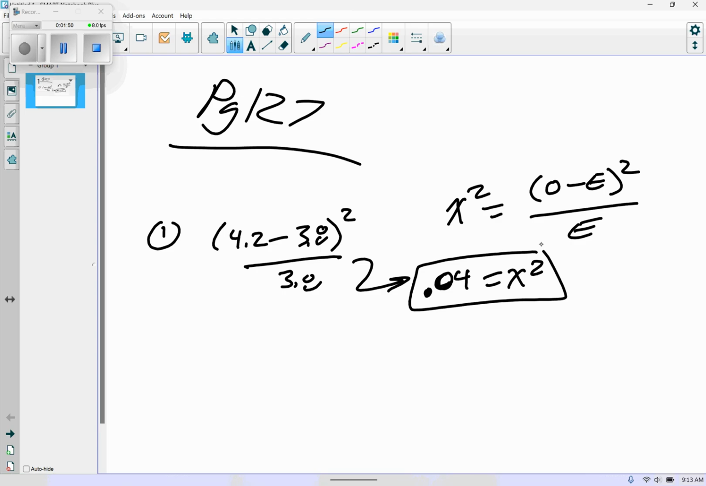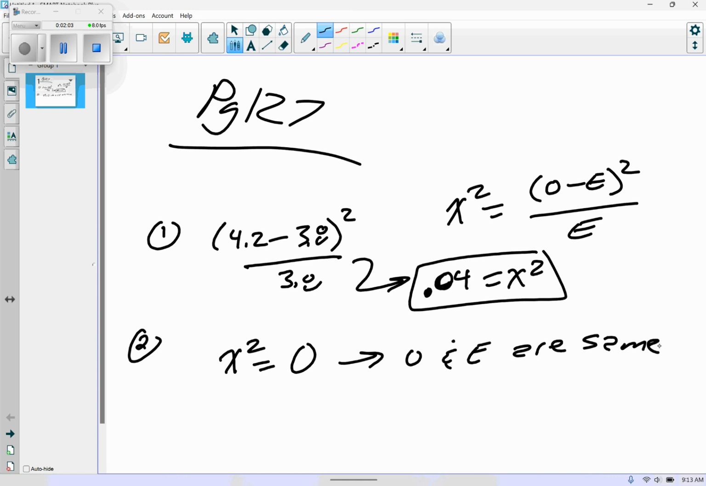What does it mean when chi-squared is equal to 0? This means that our observed and our expected are the same. Does that make sense? All right. Page 127 when you get it out.